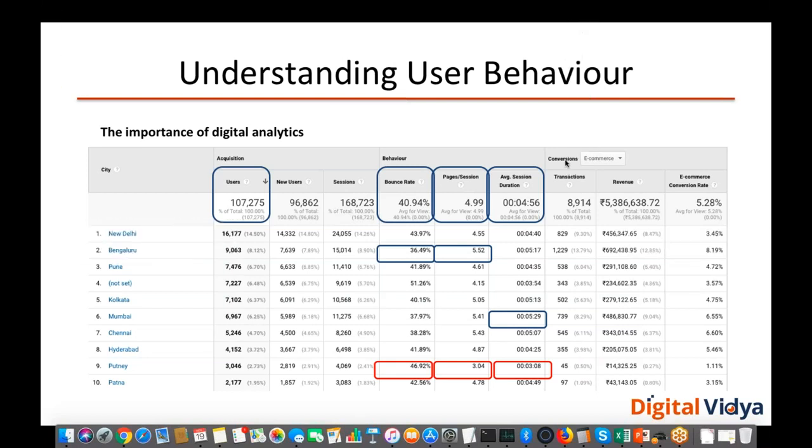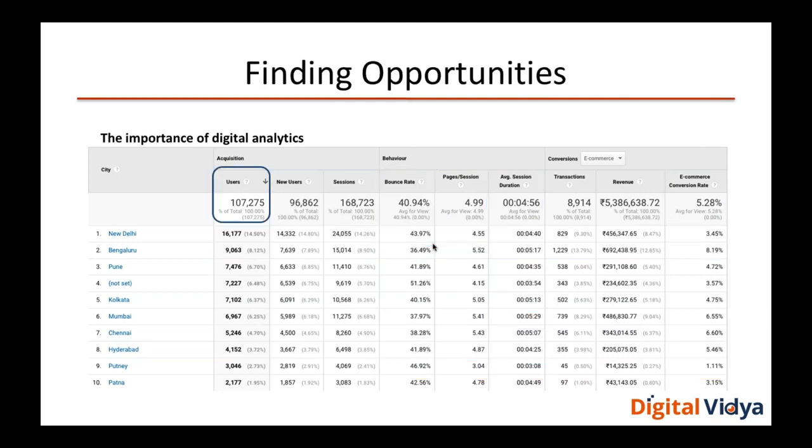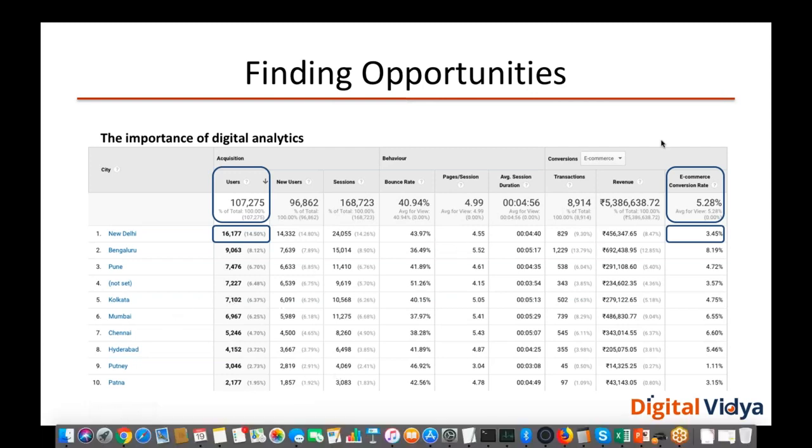Now, what is the conversion rate on this website? It is 5.28%. So it means for every 100 visits, 5.28 times the orders are confirmed. And the best conversion rate is for Bangalore visitors. They're converting at a fantastic 8.19%. The lowest conversion rate is for Putney users. They are converting at 1.11%. And then let's find the opportunity with this information in hand. You can see the site average is 5.28% conversion rate. And for New Delhi, it is 3.45%. Those who have done web analytics with me probably remember this example because I generally start with this example, so that you have a better connect with what we are going to do with Google Analytics.